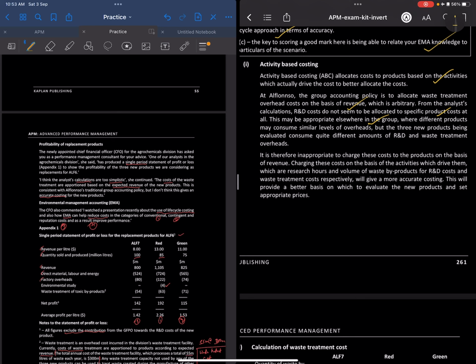This will provide a better basis on which to evaluate the new products and set appropriate pricing. It will help in product pricing and in deciding which product to launch. And remember, we did the calculation before. It's not worth that much, it's only 3 marks, so don't waste too much time on it, do it in a spreadsheet. The quantity is already given. Of course there is very little time for the calculations, but 3 times 1.8, that's how much you should dedicate. So let's assume less than 6 minutes.